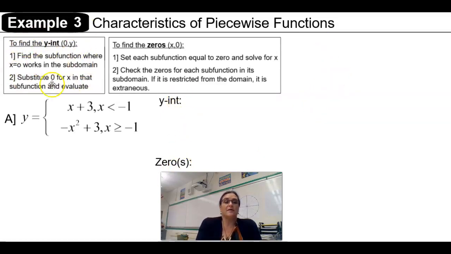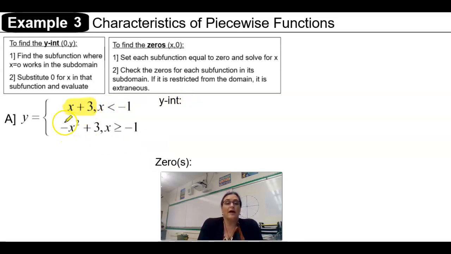So up at the top here are some reminders about y-intercepts. The y-intercept occurs on the graph where x equals 0. So if you're looking at your subfunction, remember that's in front of the comma, right? The subfunction x plus 3 occurs only over the subdomain where x is strictly less than -1. If I were to put a 0 in here, is 0 less than -1? And the answer to that question is no. So I wouldn't use this linear subfunction to find the y-intercept.